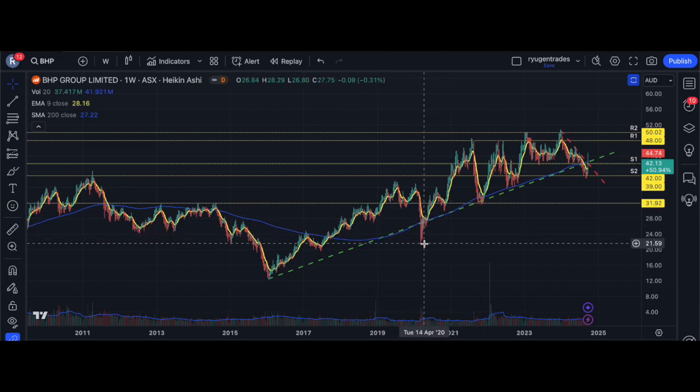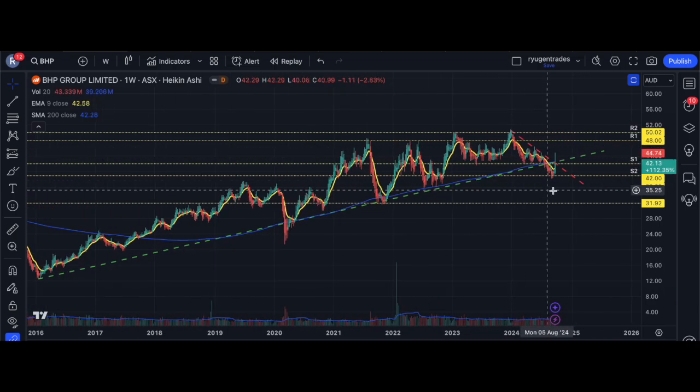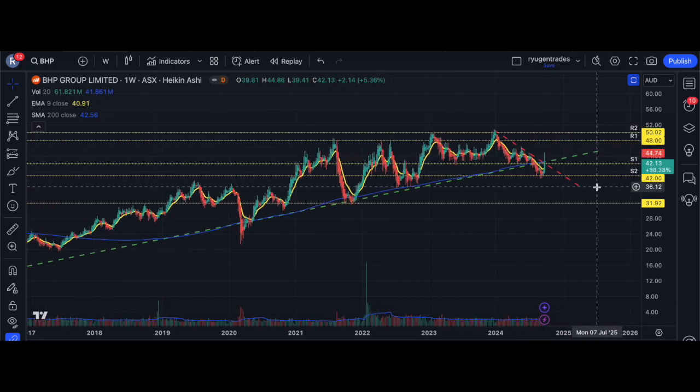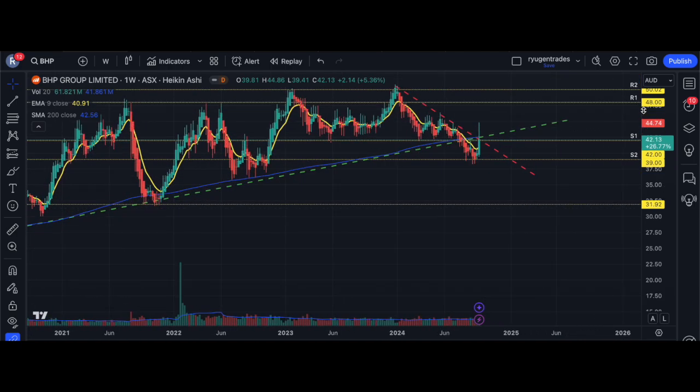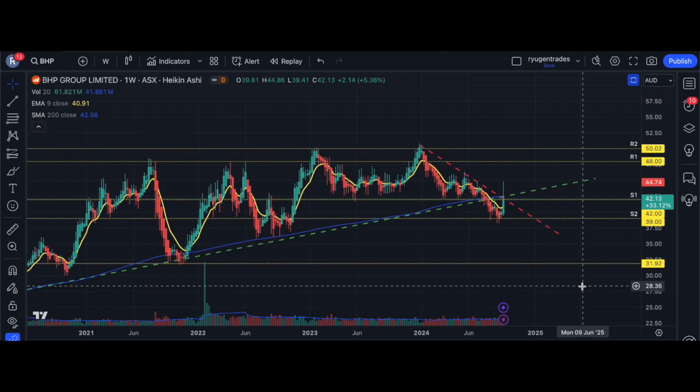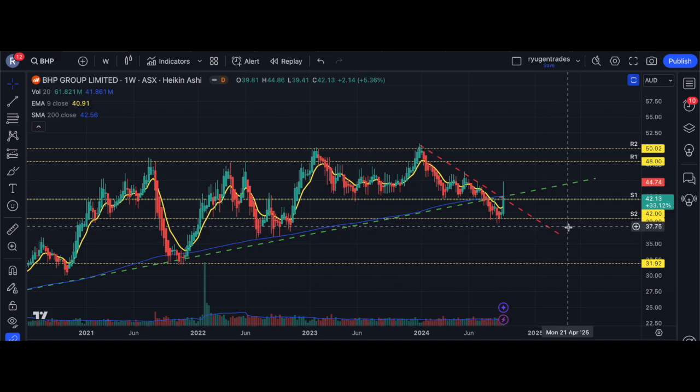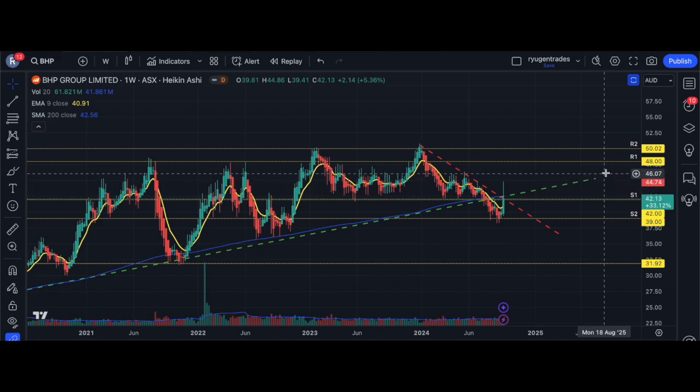At that point it did break below the trend line, but it basically respects the 200 day moving average pretty well. Until recently it did drop to the $38 mark, and recently now it seems to have a couple of signs of breakout.